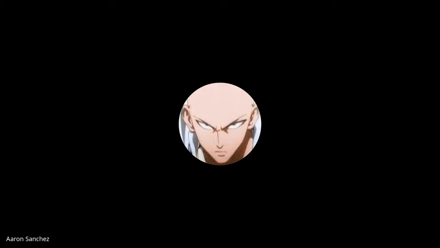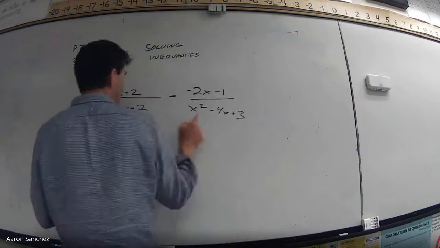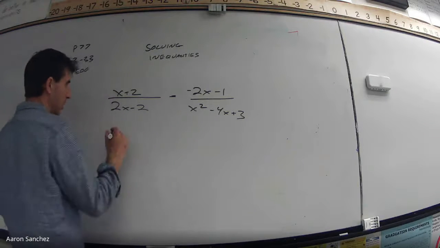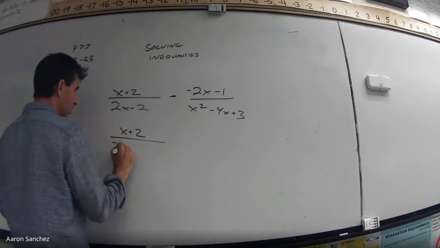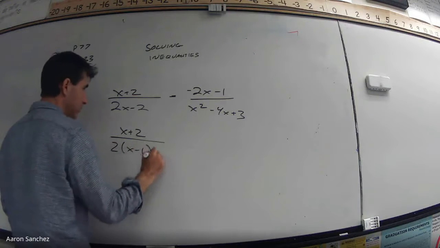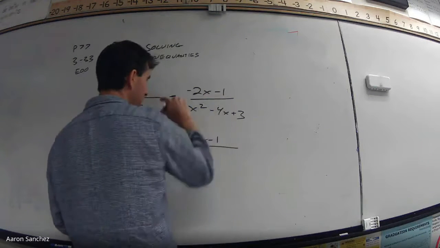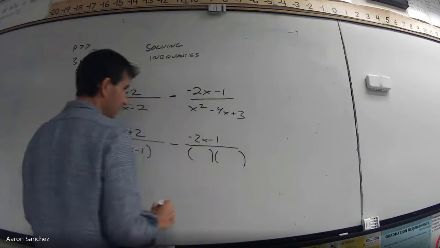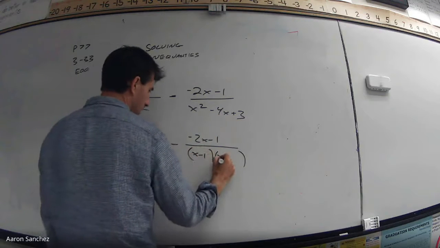So I need a common denominator here, right? In order to do that, we need to find the least common multiple of the denominators, okay? This is the most challenging thing. I'm going to write this as x plus 2 over 2 times x minus 1, minus negative 2x minus 1 over the factored denominator. Do not factor the numerator, factor the denominator. What times what equals 3 and adds to negative 4? x minus 1, x minus 3.